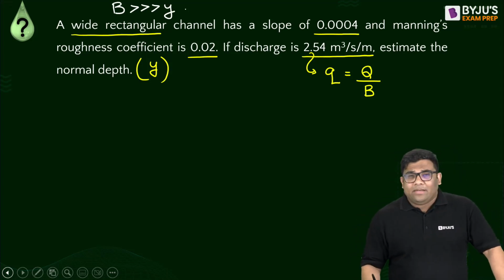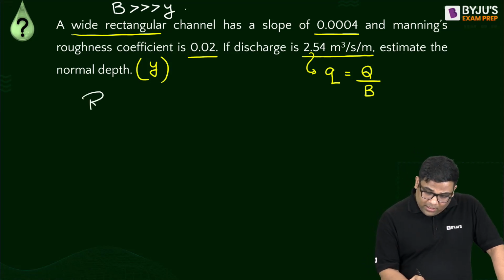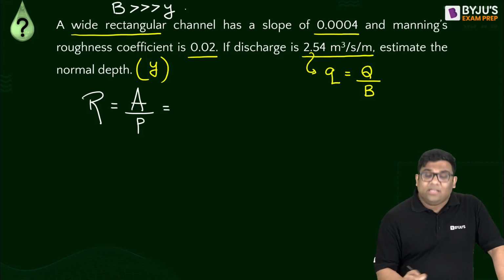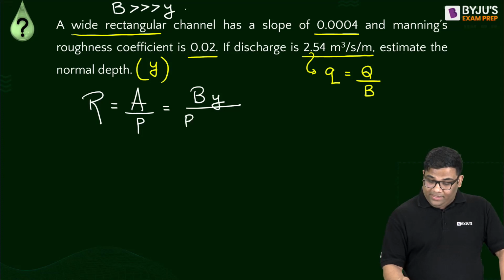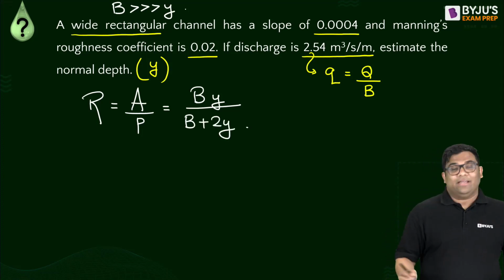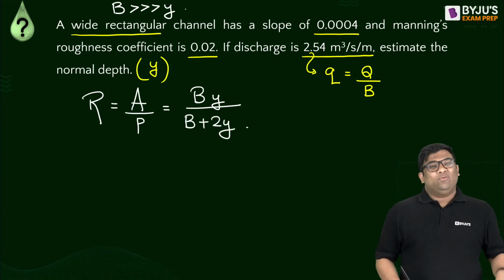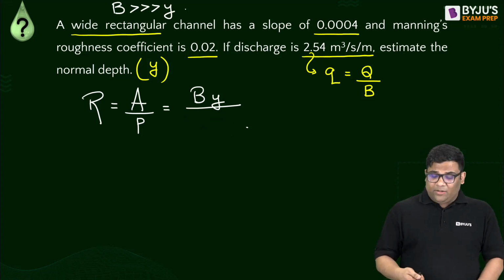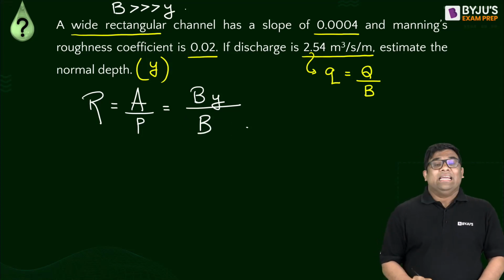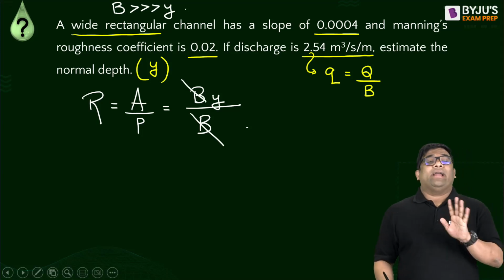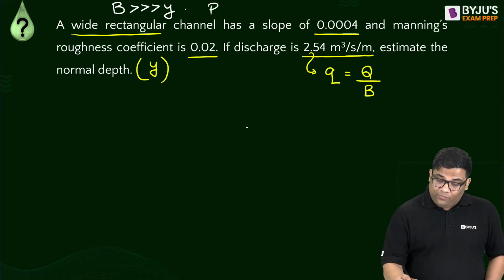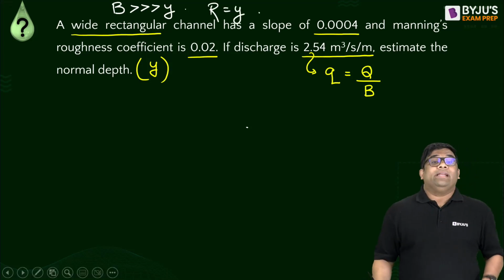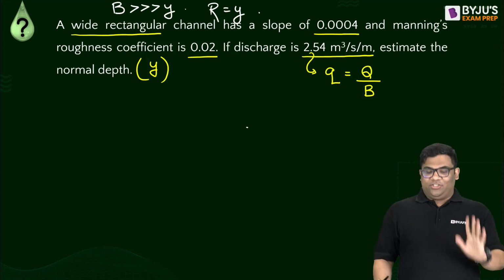In that case, the hydraulic radius is A by P. Now area is B into Y, and the wetted perimeter is B plus 2Y. Yes or no? But since width is very large, in place of B plus 2Y I can only write B, and this B cancels, leaving Y. So you can replace this R with Y, the depth of flow, in case of a wide rectangular channel.